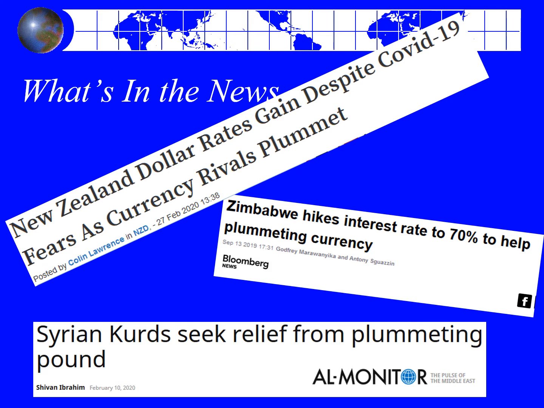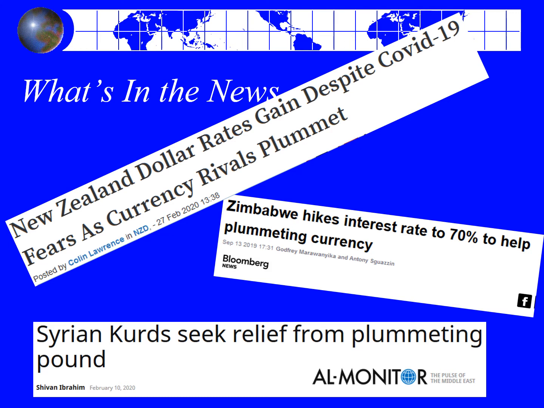Zimbabwe hikes interest rate to 70% to help plummeting currency. Zimbabwe is experiencing 200% inflation. Inflation is like printing money. It makes the currency very weak. Raising the interest rate is the prescription to strengthen the currency. A high interest rate reduces the money in circulation.